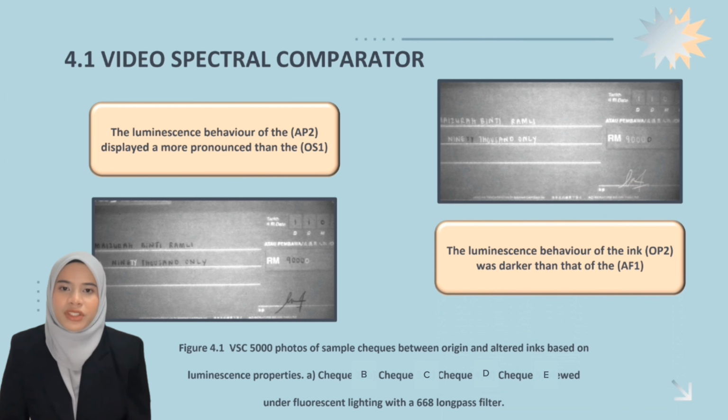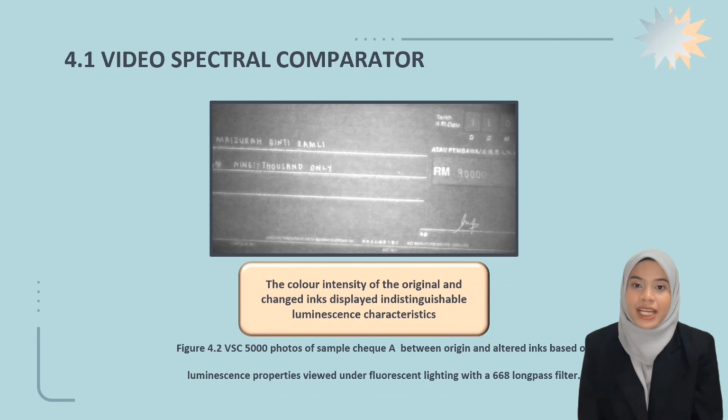This variation observed under VSC is due to the ink formulation, where the chemical composition reacts differently with the light used. Check 1 shows negative results, since the original and altered ink exhibit no changes in luminescent behavior. This negative result can be presumed to mean that the original and altered ink have comparable chemical composition.